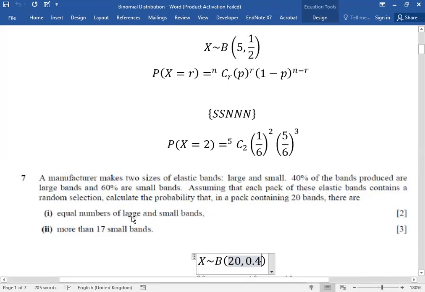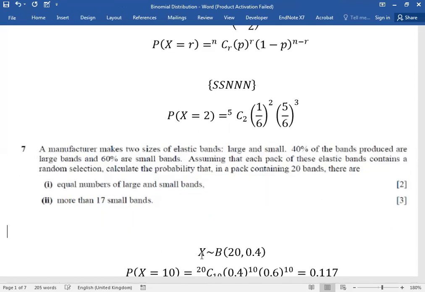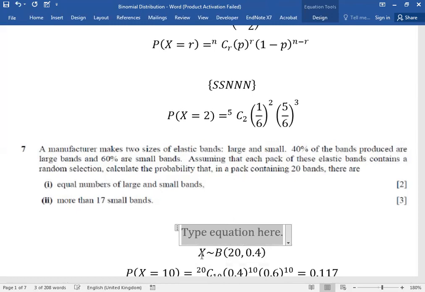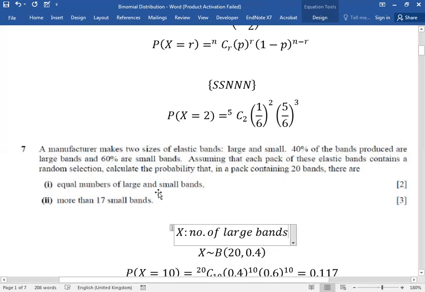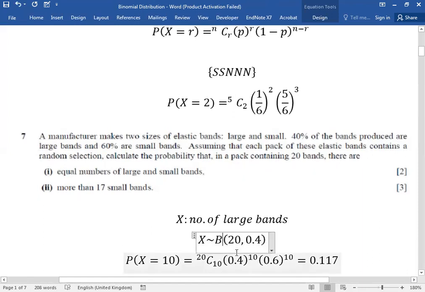Now what the question is asking, remember what did you decide X as? X is number of large bands, right? So what is the question asking now? Equal number of large and small bands. So how many large bands will there be? 10. So we will find probability X equals 10. 20C10, 10 out of 20 trials. Success to the power 10 and failure to the power 10.